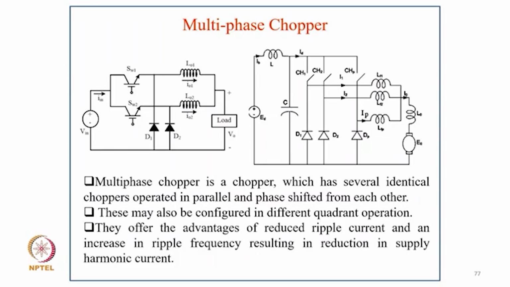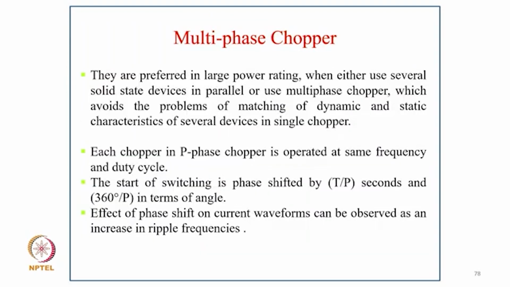So now coming to the multi-phase chopper, as you can see, 2-phase chopper and N-phase chopper. A multi-phase chopper is a chopper which has several identical choppers operated in parallel and phase shifted from each other, and these may also be configured in different quadrant operation. They offer the advantage of reduced ripple current and increase in ripple frequency, resulting in reduction in supply harmonic current. They are preferred in large power rating when you would otherwise use several solid-state devices in parallel, and multi-phase chopper avoids the problems of matching dynamic and static characteristics of several devices in a single chopper.